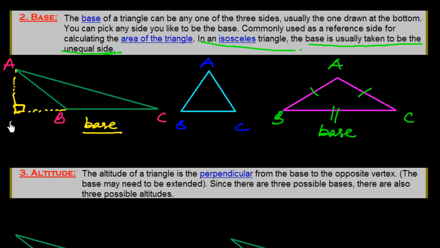This is our D point, we could assume here. So the base would be BC and the altitude would be AD. AD would be the altitude. So this is the altitude we have. AD is altitude.